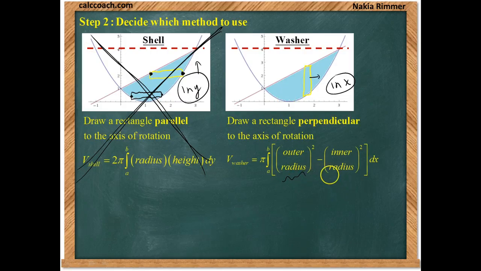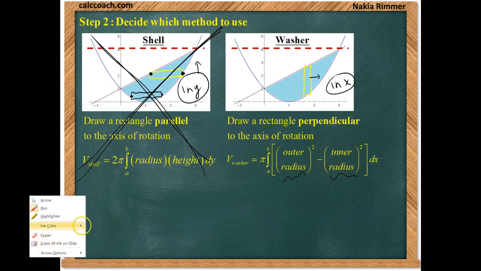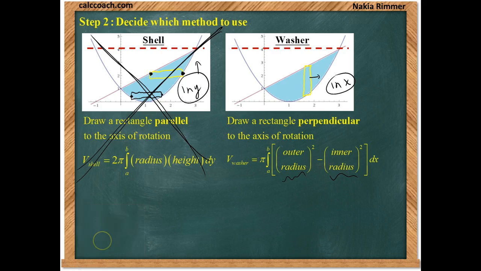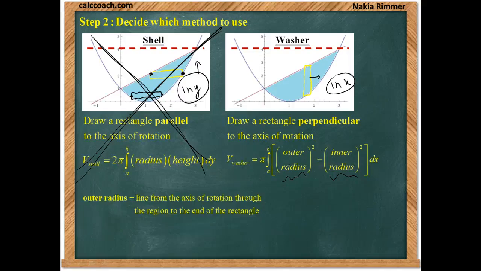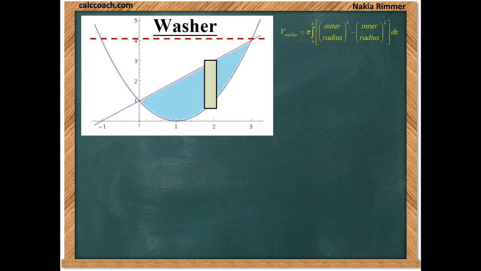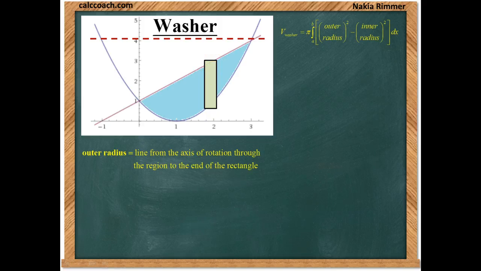It's our job to find the outer radius and the inner radius, and then square them. So to do that, let's blow up the graph and go to another slide, and let's work out the details of setting up the method. The outer radius is a line from the axis of rotation through the region to the end of the rectangle. Let's do the outer radius first. We want to draw a line that goes from the axis of rotation through the region to the end of the rectangle. That distance is the outer radius.